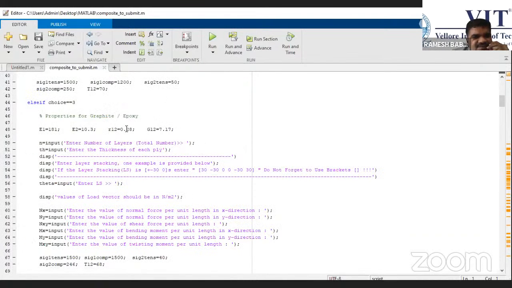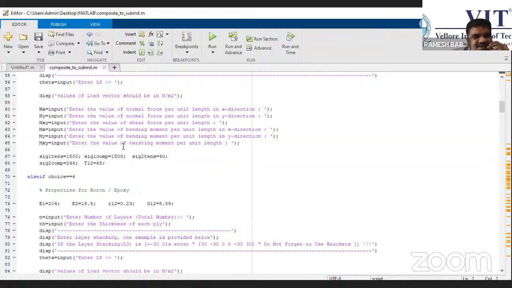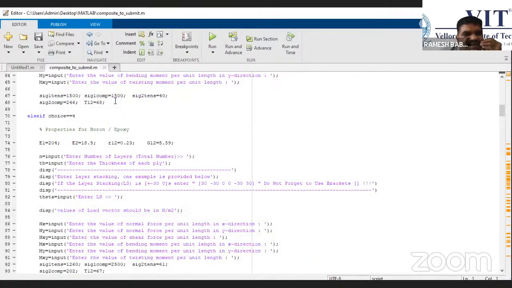Then there is the graphite epoxy, then the boron epoxy. Here, enter the input value of the normal force per unit length in the x direction and the normal force per unit length in the y direction, and enter the value of the bending moment per unit length in the x direction. Then enter the value of the bending moment per unit length in the y direction. Then enter the value of the twisting moment per unit length.